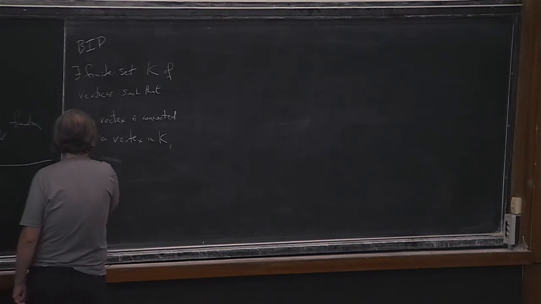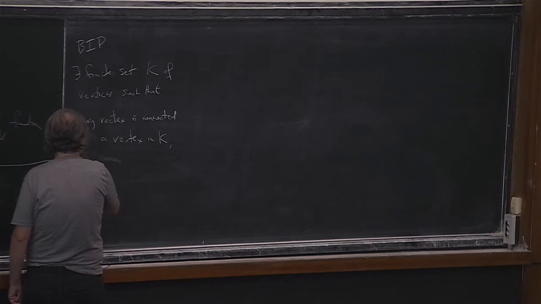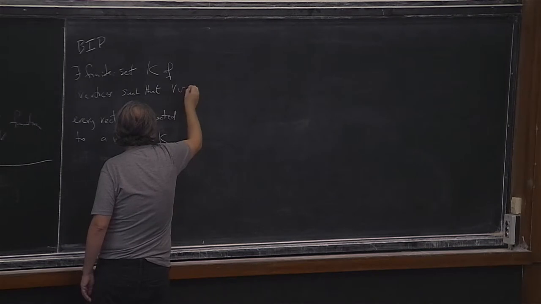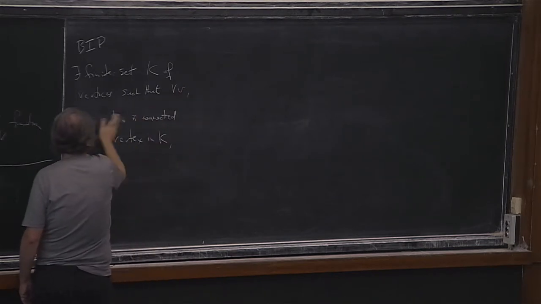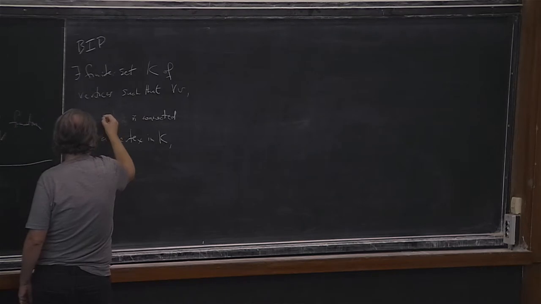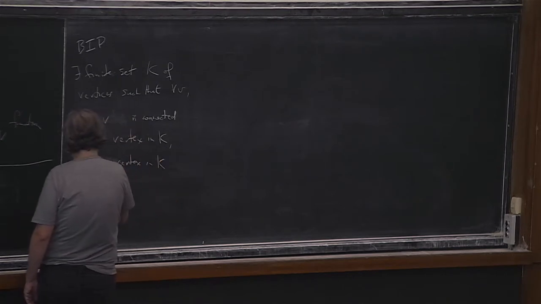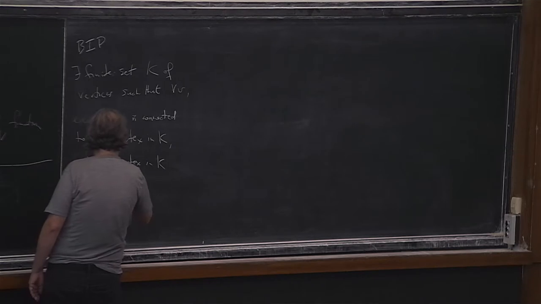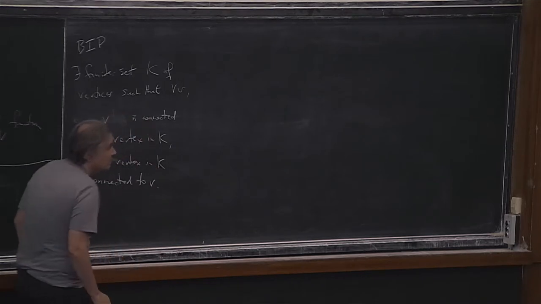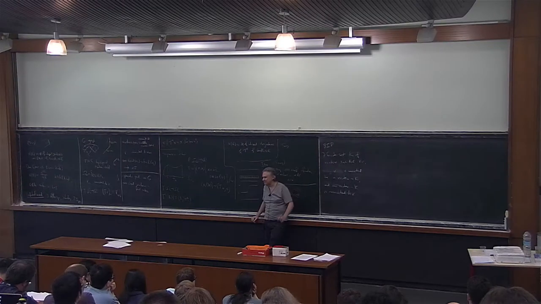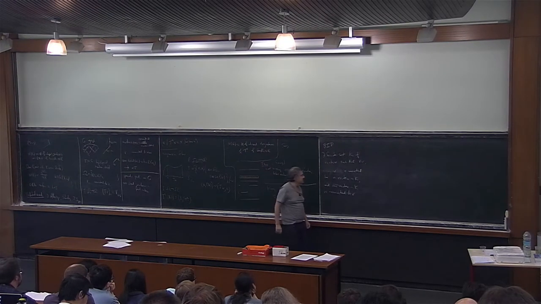How about I just say it in both directions? Such that for every vertex V, V is connected to a vertex in K, and some vertex in K is connected to V. So you basically have a condition where there is a finite number of states, and you can get to everywhere else in one step from these states. And this is called BIP.